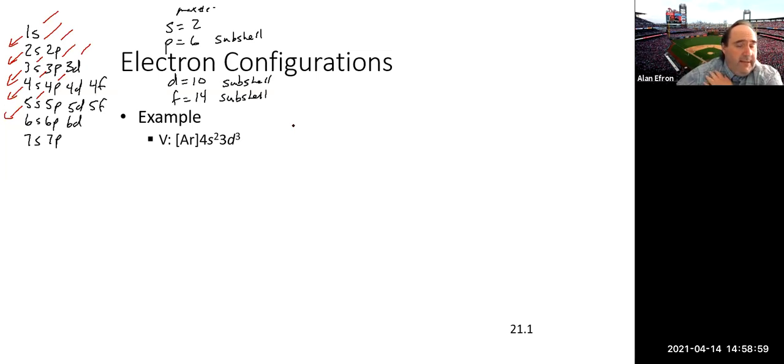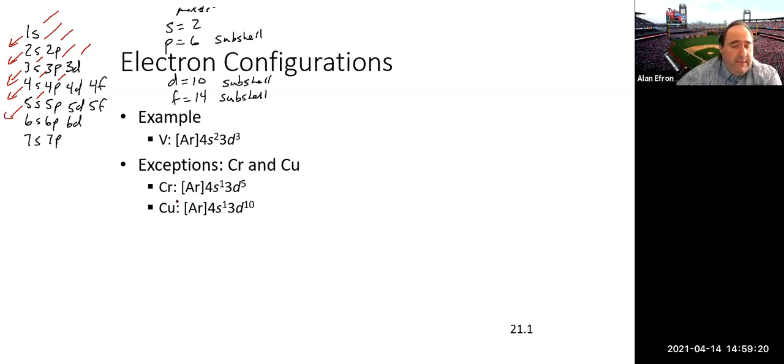So if we looked at something like number 23 here, this is noble gas configuration, which is argon, and 4s2 3d3 would be the configuration. There are a couple of exceptions, or a number of exceptions actually, in the transition metal region.